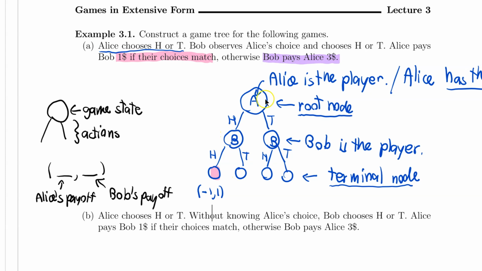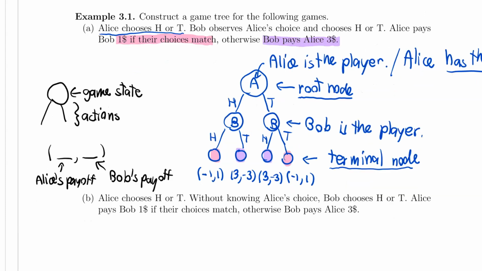So their choices don't match, so Bob will pay Alice $3. What that means is Alice will gain $3 and Bob is going to lose $3. And that's the same thing here. If Alice plays tail and Bob chooses head, then Bob will pay Alice $3. So Alice gets $3, Bob loses $3. This is the purple scenario. And for the last one, Alice chooses tail and Bob chooses tail, so their choices match. So Alice is going to pay Bob $1. That means Alice will lose $1 and Bob will get $1.